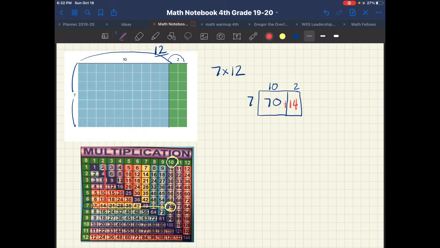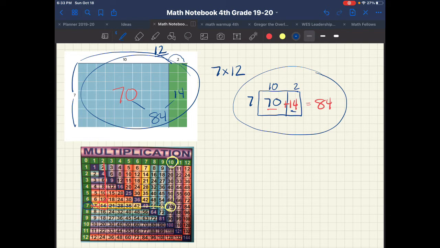Add them together, 84. So what that's saying is that there were 70 boxes right there, and there were 14 boxes right there. So that's how those two match up. Altogether, there are 84 boxes in this whole rectangle, but we just have a simple model to show it. Again, if you did not write all this down on your paper, you should pause the video and write it down now. Better yet, pause it as you watch.